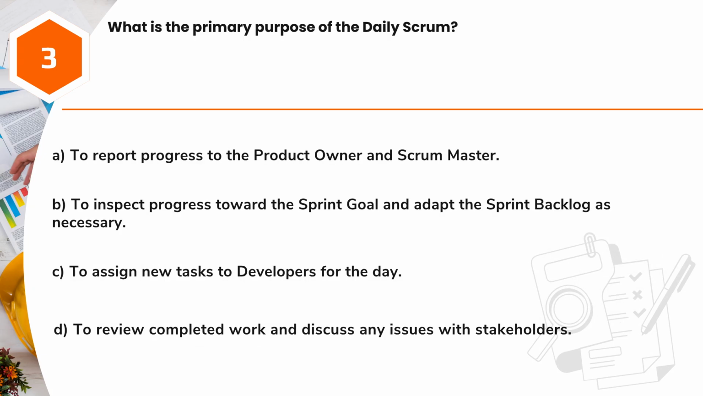Question 3. What is the primary purpose of the Daily Scrum? A. To report progress to the product owner and Scrum Master. B. To inspect progress toward the sprint goal and adapt the sprint backlog as necessary. C. To assign new tasks to developers for the day. D. To review completed work and discuss any issues with stakeholders.